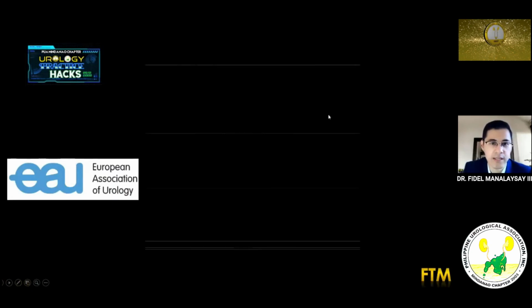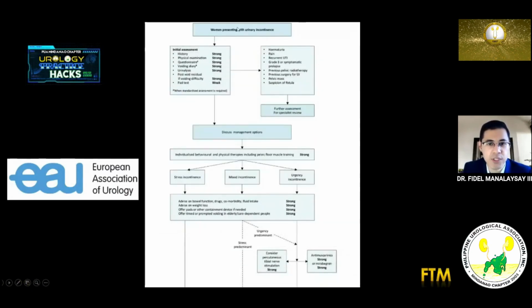According to the EAU guidelines, in female patients with urinary incontinence, which can be either stress, urgency, or mixed incontinence, it is strongly recommended that we do, in the initial assessment, history, physical examination, questionnaires, and a voiding diary. We should request urinalysis to rule out infection. Also, we should do a post-void residual if there's voiding difficulty.